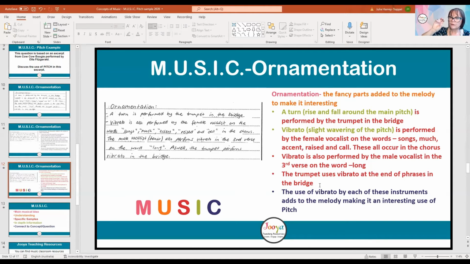So those are the specific examples, all that red, and the in-depth information is just defining what it's talking about. So there's really only two things that we're talking about here: a turn, okay, which is a rise and a fall, and I said that's played by the trumpet in the bridge section. Then it's talking about a lot of ornamentation, which is vibrato, and again, the samples are the fact that it's by the female vocalist on those particular lyrics in that particular section. Okay, and again, the trumpet also does it at the end of phrases in the bridge.